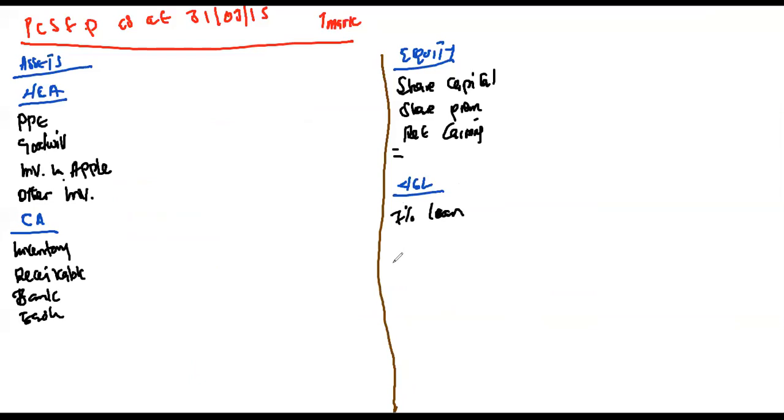Then we have current liabilities. Now, current liabilities here, they've just given us a total figure. They've not told us whether it was payable, whether it was a tax, whatever. They've just told us a figure, which we're simply going to paste here. So now let's begin pasting our figures. So our figures now are like that.